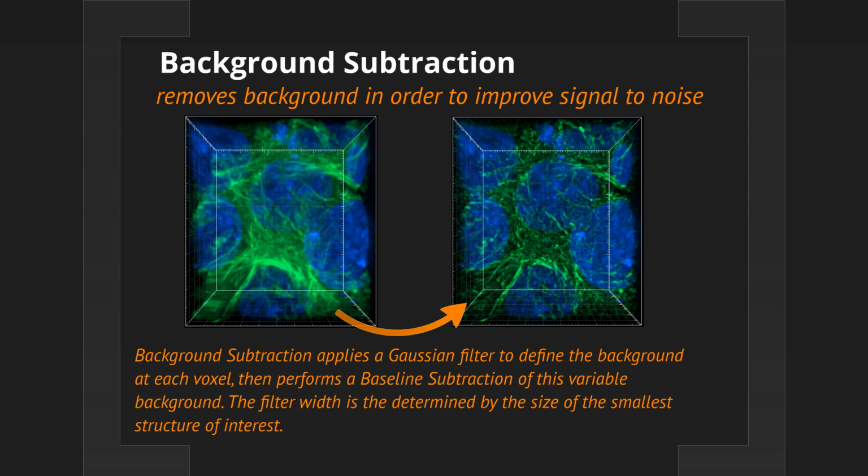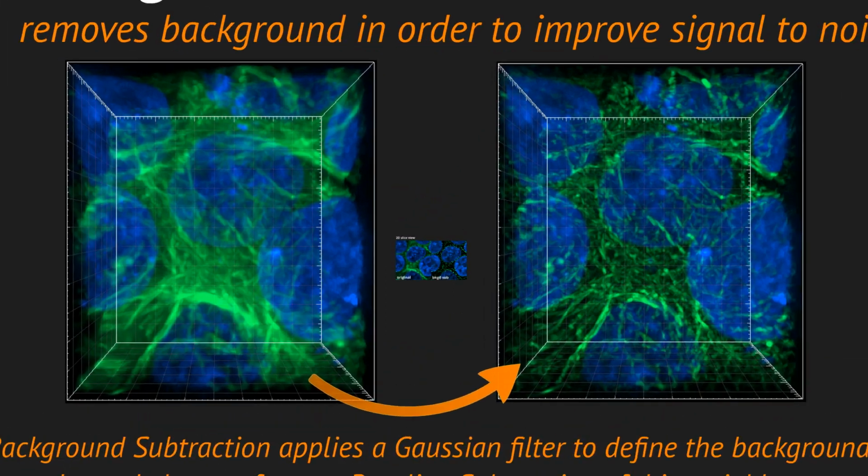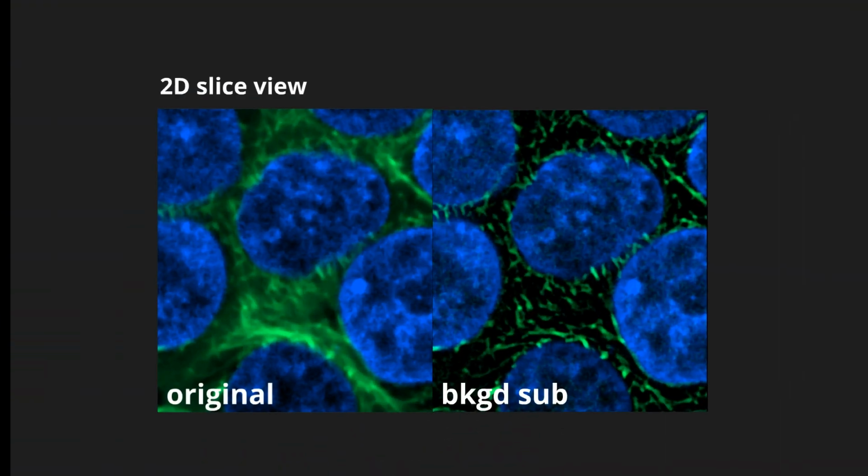And that means that when you go to measure those structures, it's not going to be as difficult to pick them out. Okay? So just to make it a little easier to see, I also just have a 2D slice here so you can see this. So here's the same 2D slice. This is the original image before the background subtraction. This is after background subtraction.